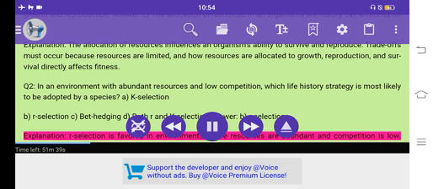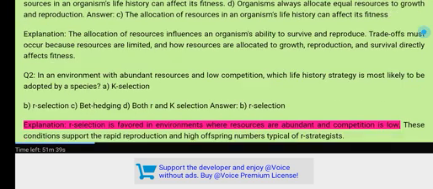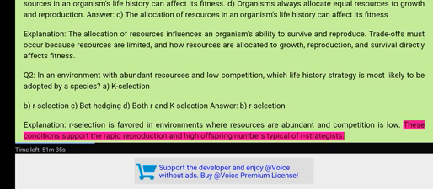Explanation: R selection is favored in environments where resources are abundant and competition is low. These conditions support the rapid reproduction and high offspring numbers typical of R strategists.